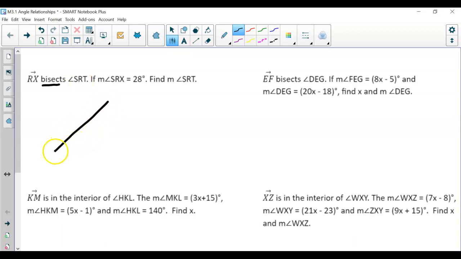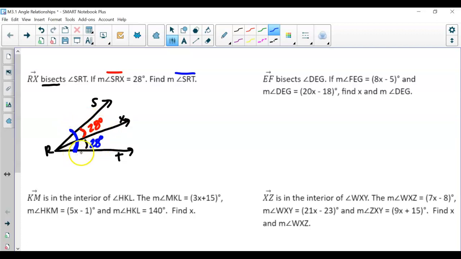So first, create angle SRT, right? Then we've got RX, which is bisecting. So we can create those marks. Now we can start labeling. Angle SRX, which is here, is 28 degrees. The question is asking for SRT. Well, SRT is the entire angle. So if I know that this piece is 28 degrees, then the other section is 28 degrees, but it's asking for the whole angle, which is 56 degrees.